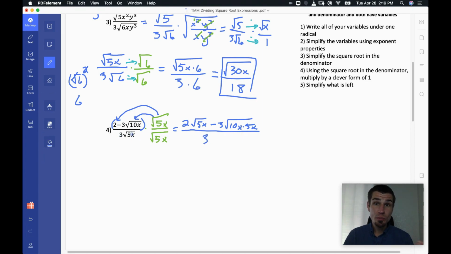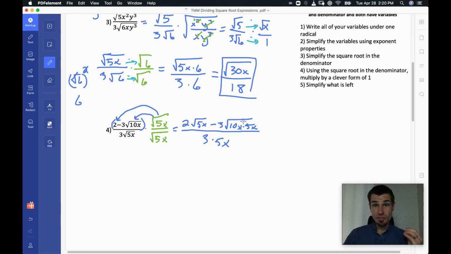Now, why did we multiply by the square root of 5x on the bottom? Well, because that's going to cancel out that square root. So this, the square root of 5x times itself, is just 5x. This will cancel the square root. We're squaring the square root, basically. So now, once we do that, simplify what's left. That's the next step.